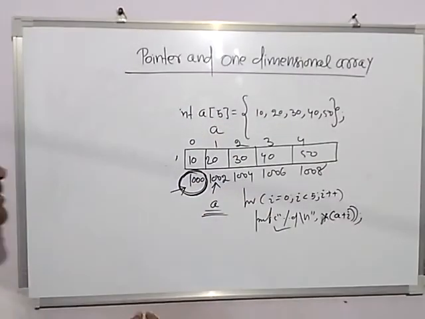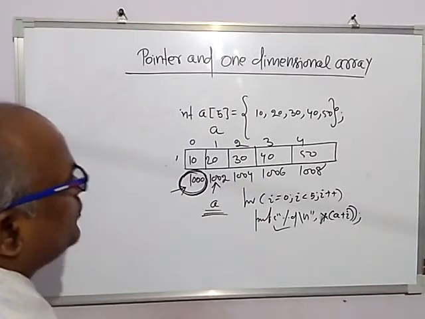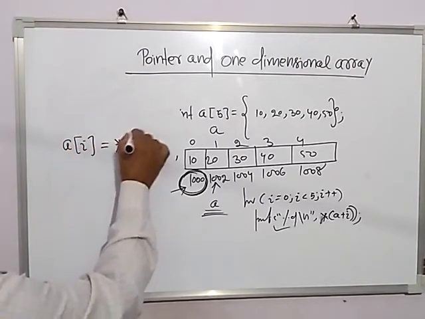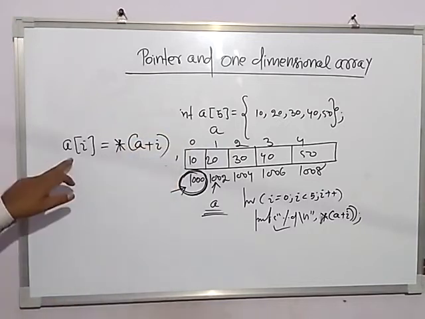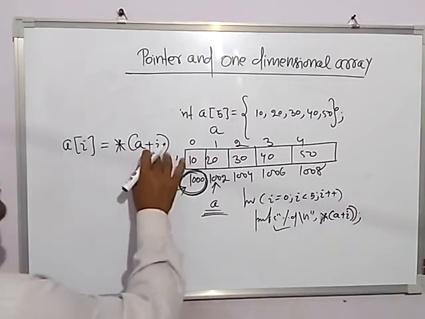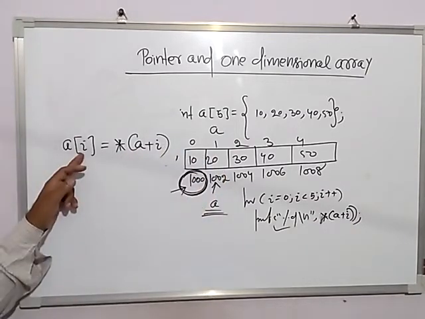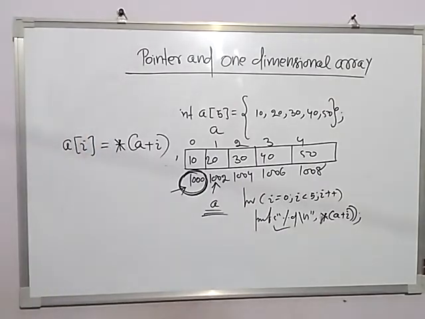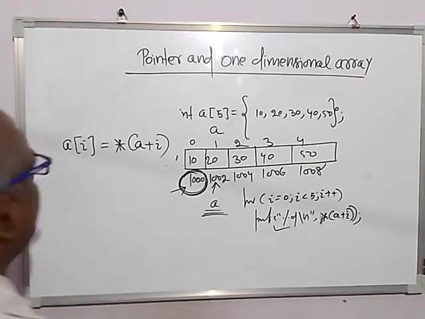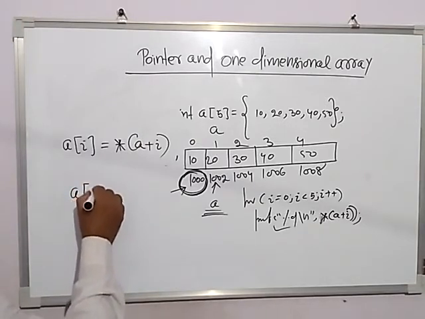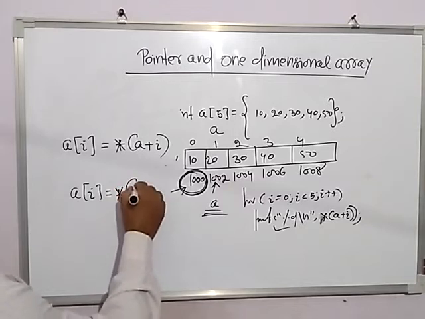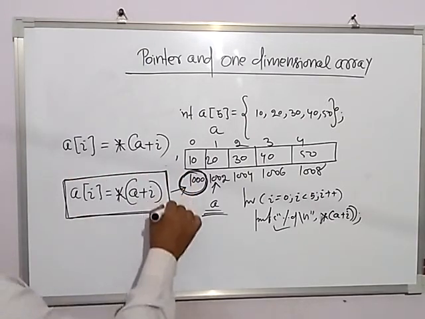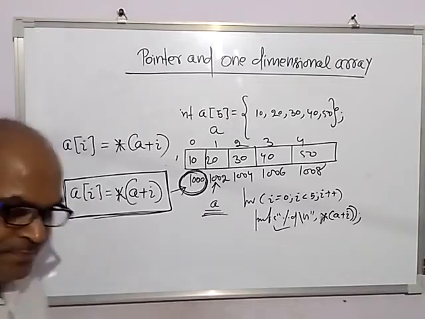So how can you access the value of the variable by using the pointer? Suppose a[i] is equal to *(a + i). You see, i equal to 0, a[0] is a + 0, that is this element. So a[1], second element, a + 1 means 1 into 2, 1002. So you have to remember, if you want to access the ith element of an array, ith element means a[i], which is equal to *(the name of the array + i). In this way, you can access the ith element of an array.